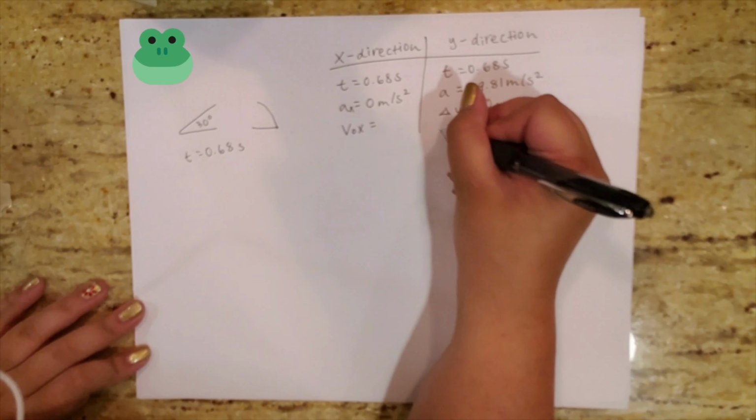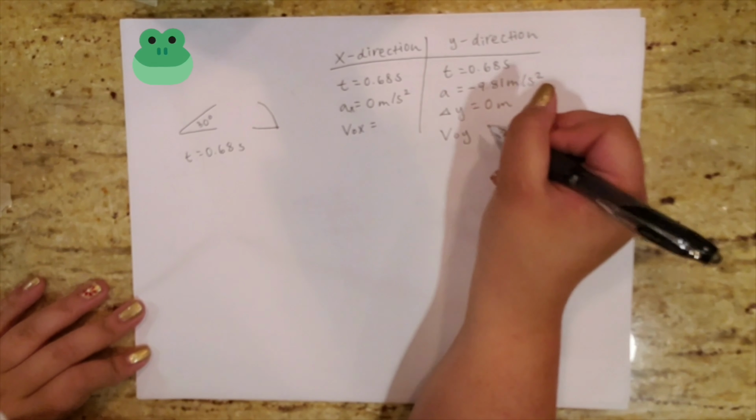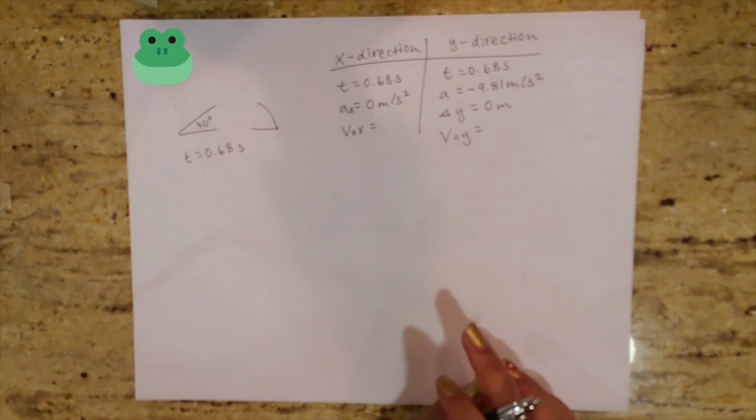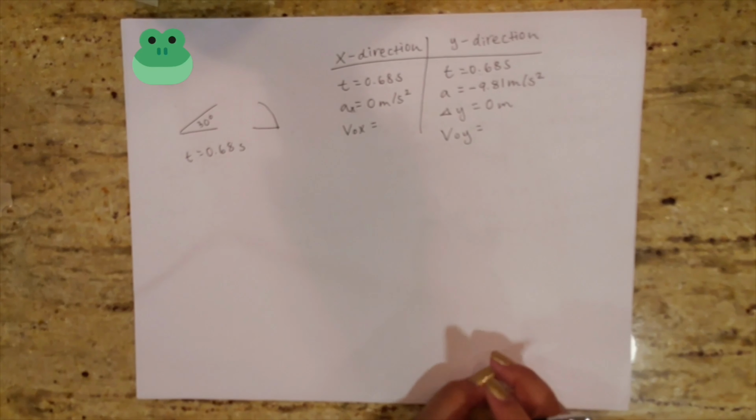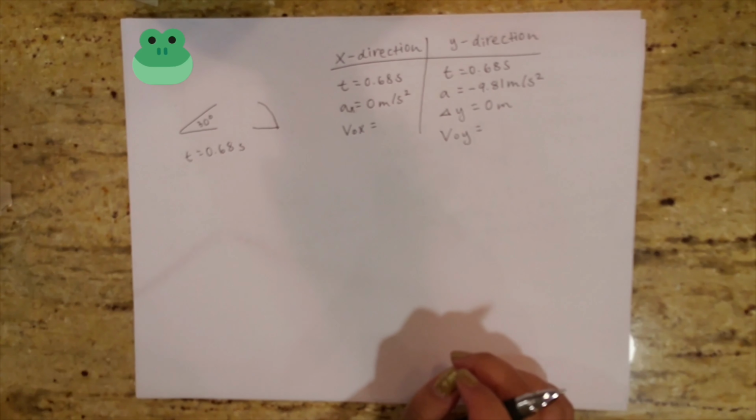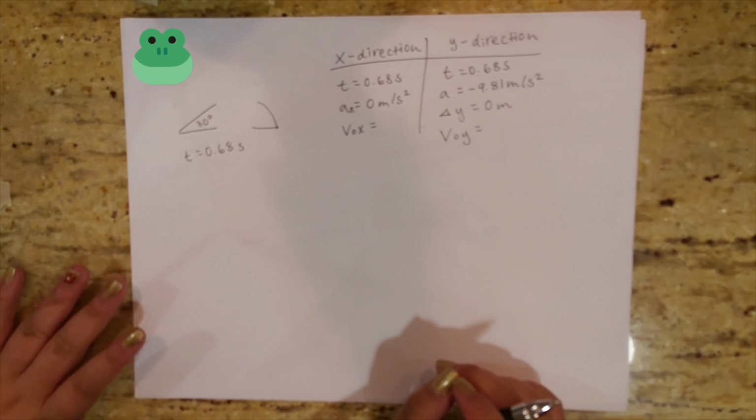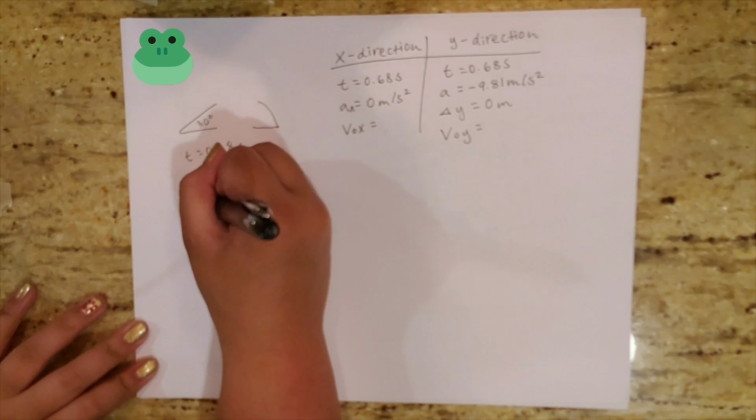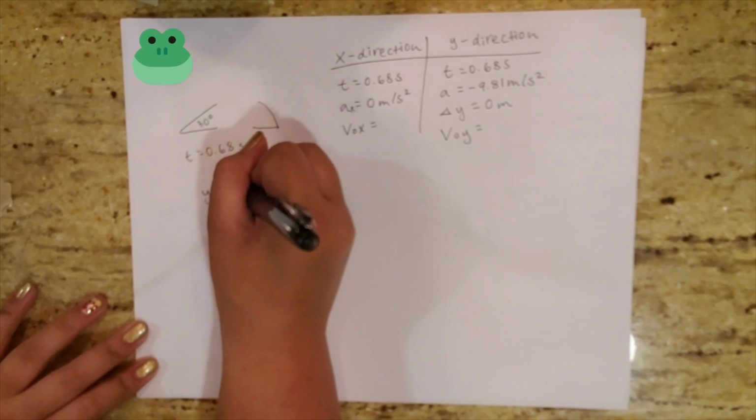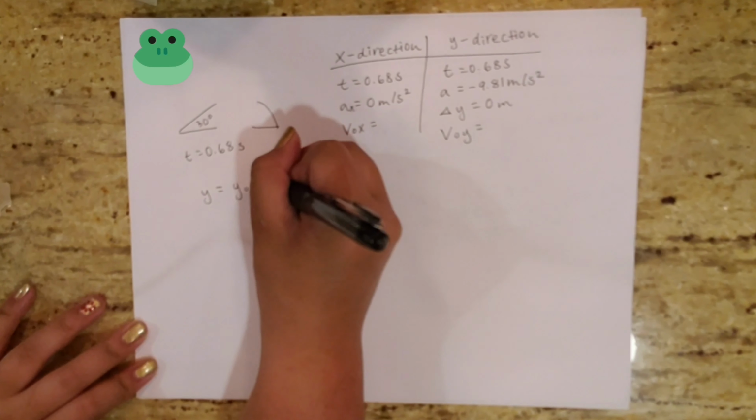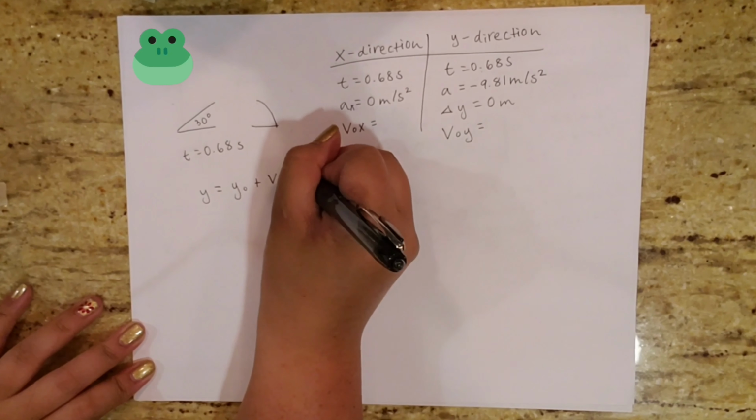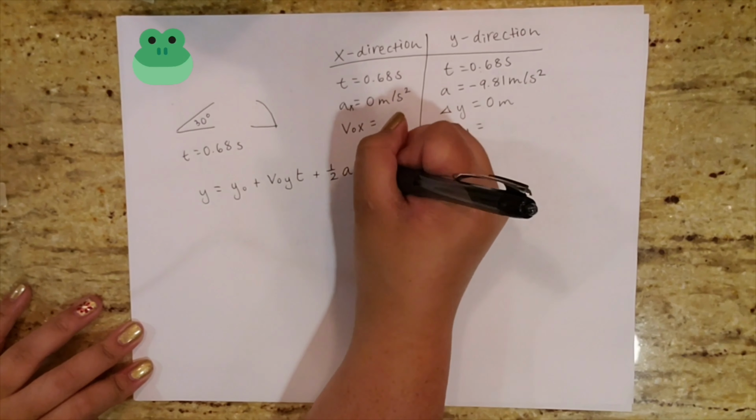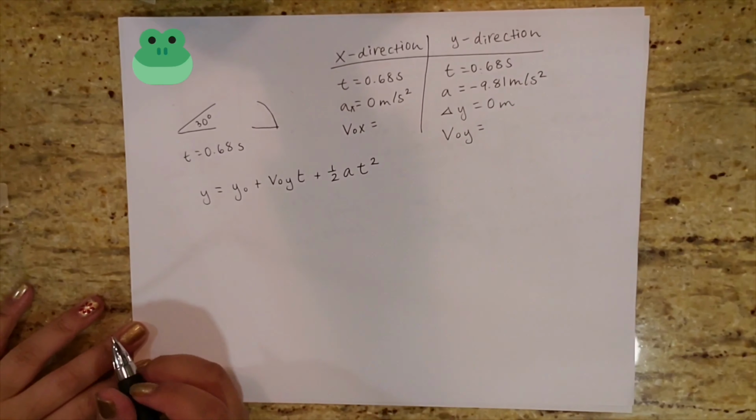Now, we are trying to find its initial velocity in the y direction as well. So, based on what we have here, we can see that we can use the variables found in the y direction to solve for the initial velocity. We can do this using kinematic equations. The one that we can use is y is equal to y initial plus initial velocity in the y direction times time plus 1/2 times acceleration times time squared.